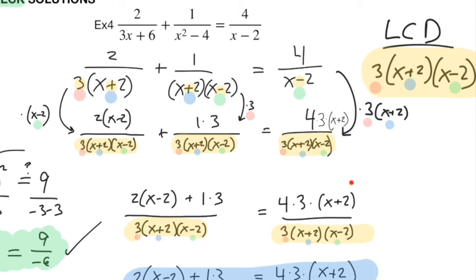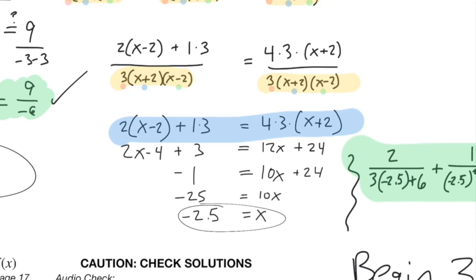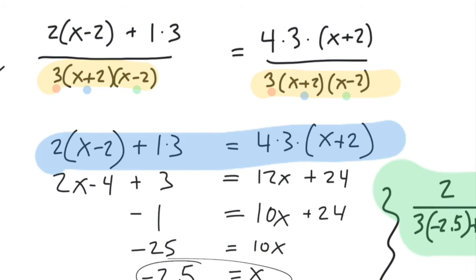Now that we have everything combined and added together in least common denominators, we can clear the fractions. And so that's basically multiplying both sides by the least common denominator, the red, blue, green. And once we do that, we just have the remaining numerator here. So you can see this remaining numerator is recopied down here. 2x minus 2 plus 1 times 3 equals 4 times 3 times x plus 2.